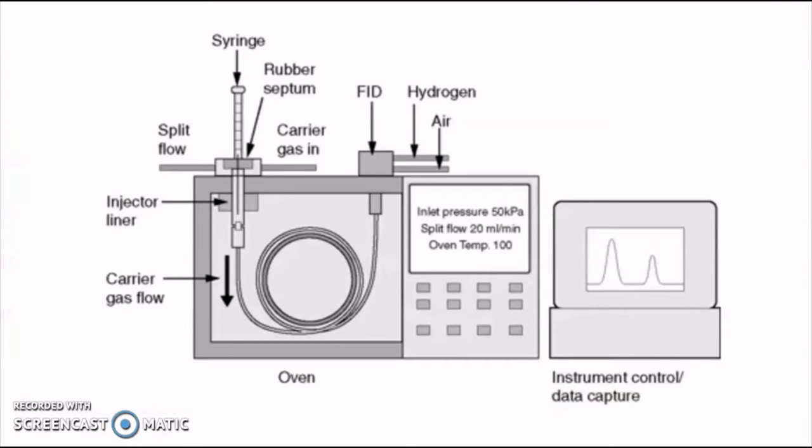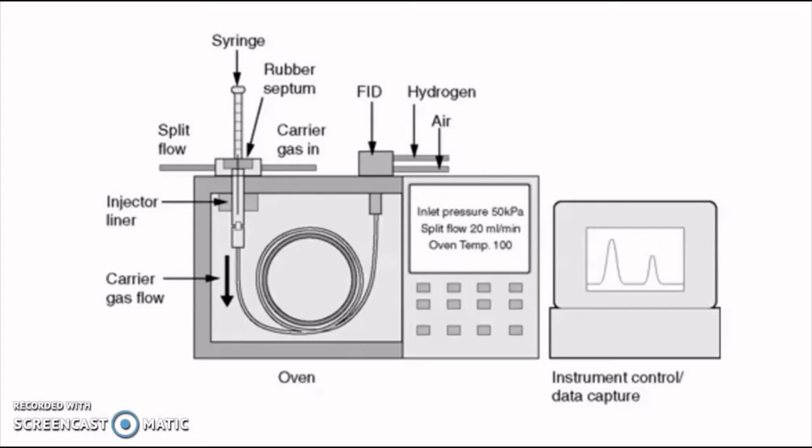Here's a diagram of the whole GC instrument. We're going to keep referring back to this diagram as we look at the individual components. The path of the sample consists of the following actions. The syringe pierces the rubber septum of the injection port, and the sample is injected into the glass liner.